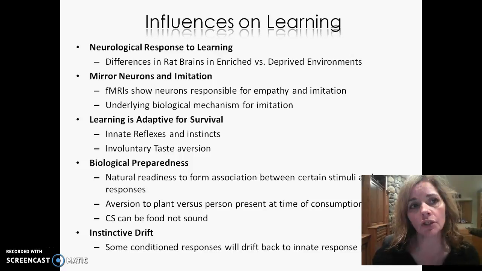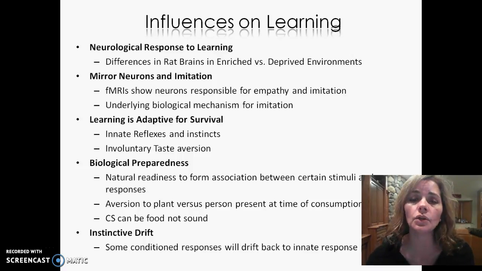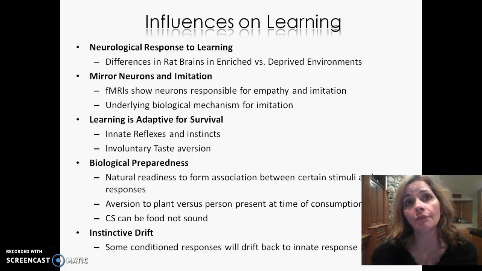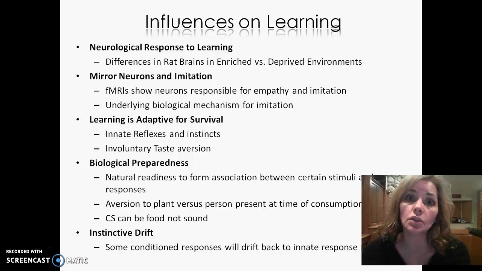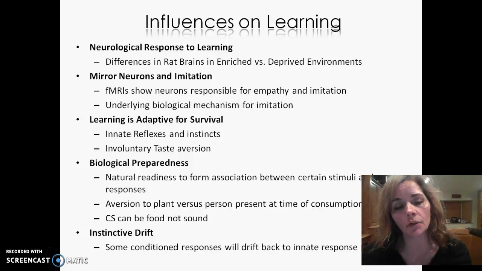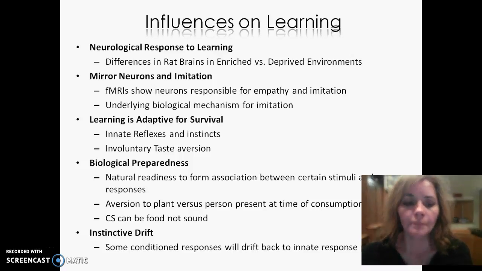Involuntary taste aversion: if I eat something that makes me ill, I'm predisposed to developing an intolerance and an aversion toward it, because there very well could have been things that, if I consumed them in evolutionary times, I could have died and it would have wiped out the species. So we very quickly learn to associate that stimulus with the behavioral or emotional response to promote our survival.